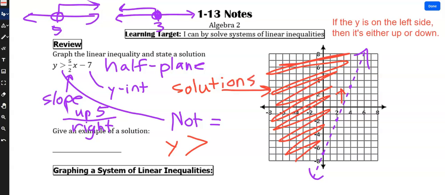So right down here it says, give an example of a solution. So any point in there, there are billions and trillions of them. Kids today said 0, 0, and some other smart aleck kids said -6, -7.